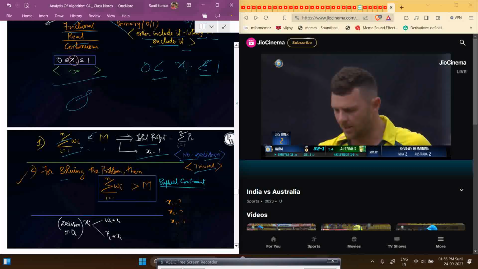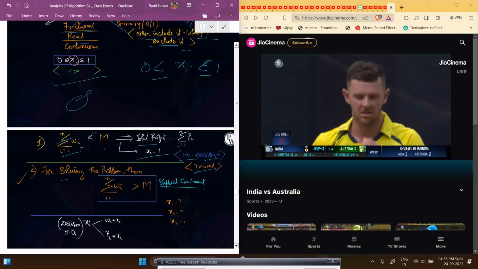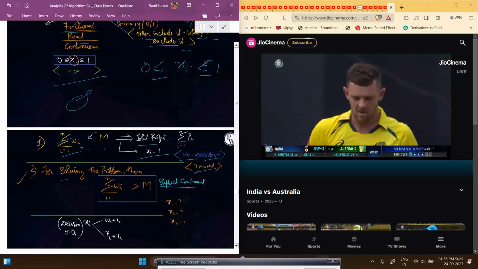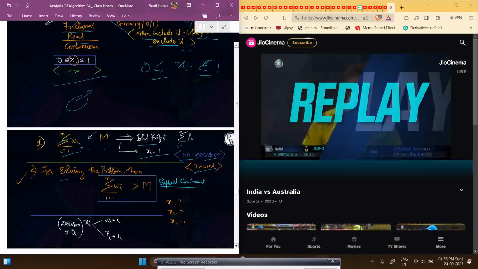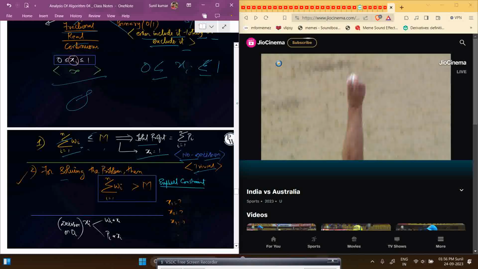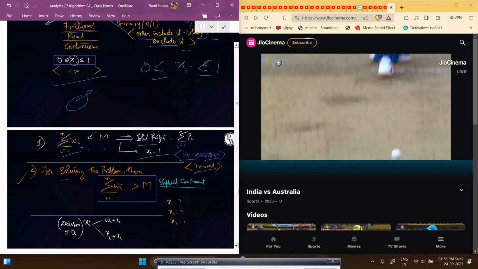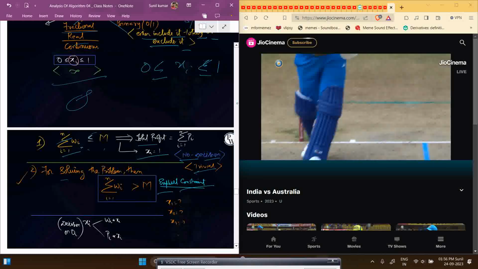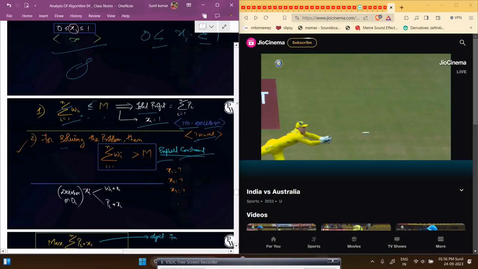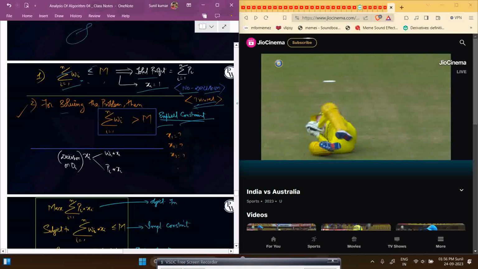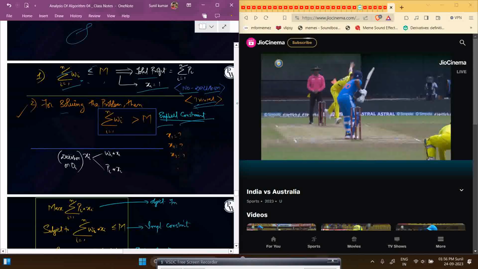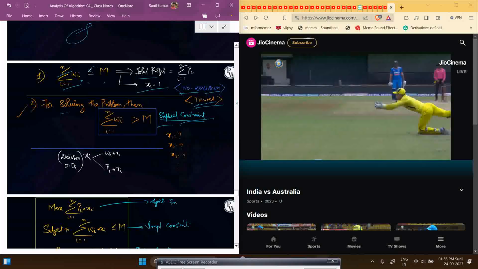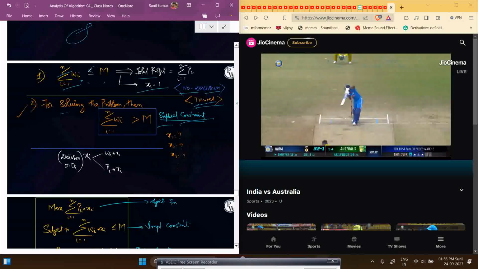For solving the problem, then where y is greater than m explicit constraint, right? A trivial solution. I don't. Right.